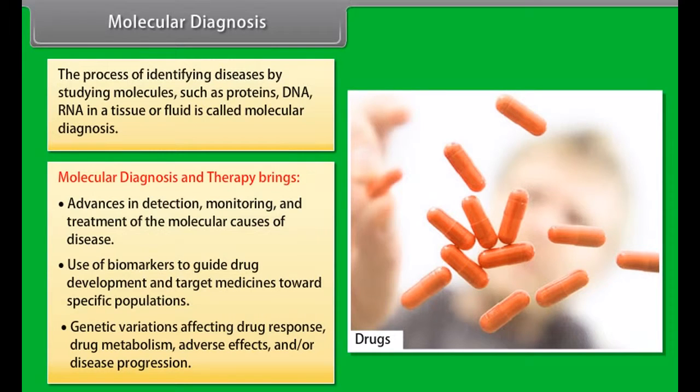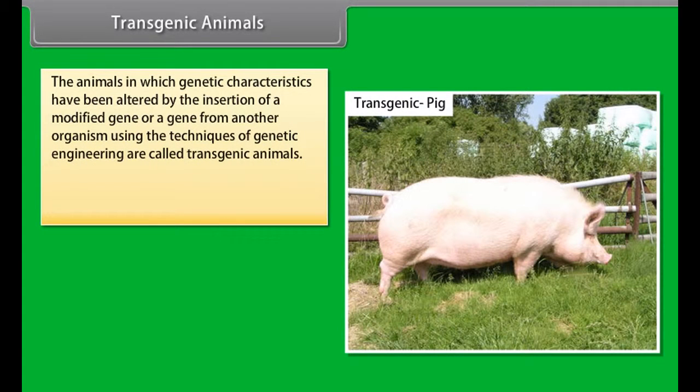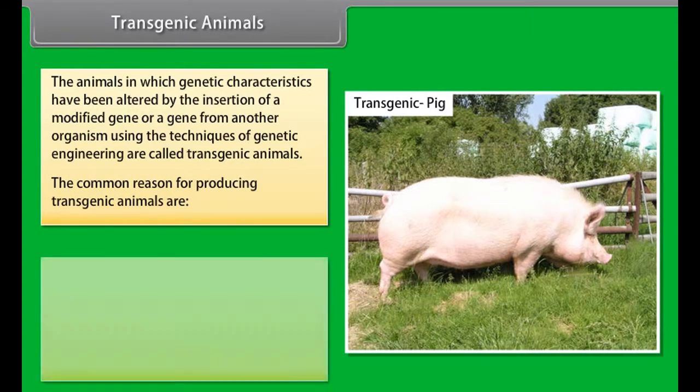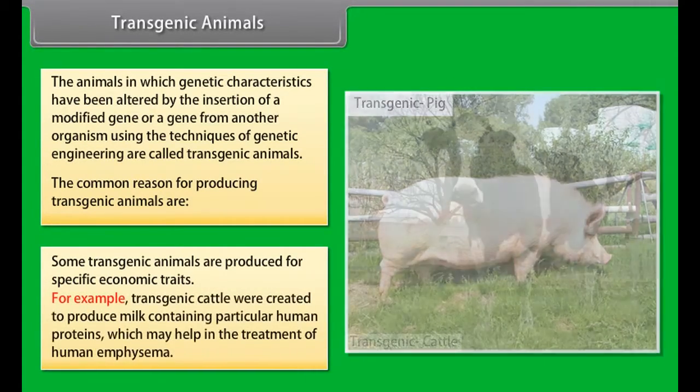When the virus attacks the cell, it will insert the genetic material it carries. A successful transfer will result in the target cell now carrying the new gene that will correct the problem caused by the faulty gene. Viruses that can be used as vectors include retroviruses like HIV, adenoviruses, adeno-associated viruses, and herpes simplex viruses. Molecular diagnosis. The process of identifying diseases by studying molecules such as proteins, DNA, RNA in a tissue or fluid is called molecular diagnosis.